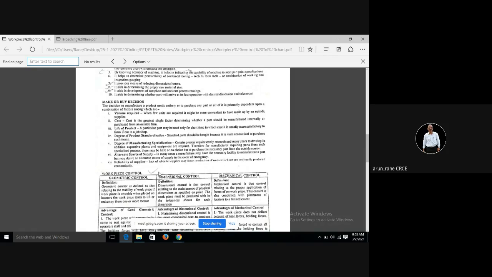Sometimes some suppliers are very smart. If he comes to know that you are taking from him and you don't have any other alternative, then he may ask for a price rise. So as a process engineer, you should have one or two alternative suppliers as a standby. If anything goes wrong with one supplier, we can always approach the second supplier. Then reliability of supply is another important factor for the make or buy decision.